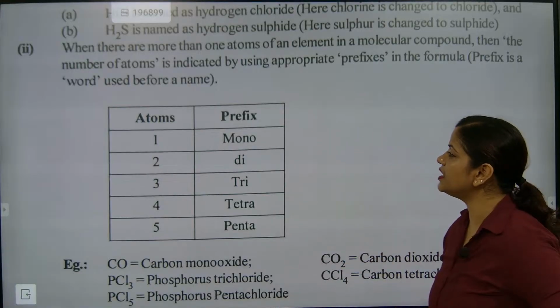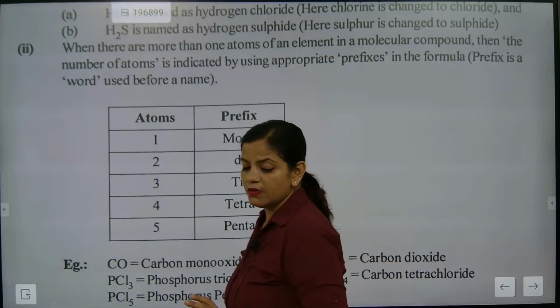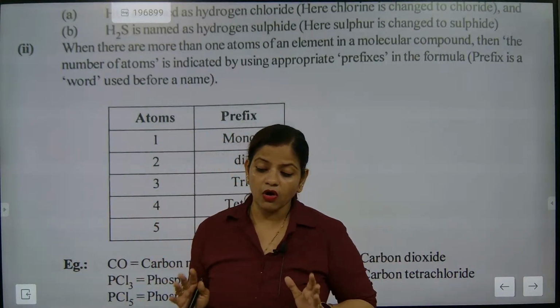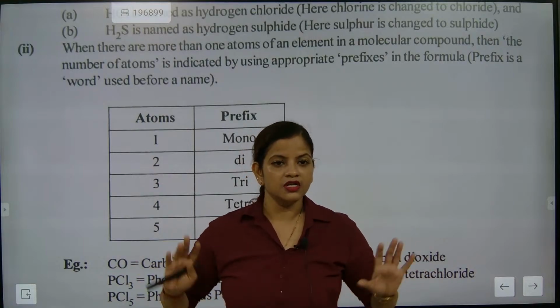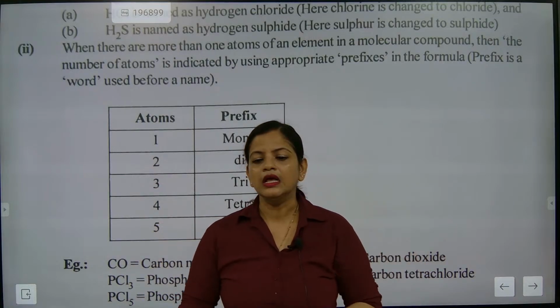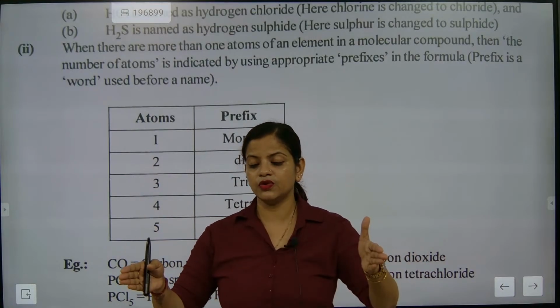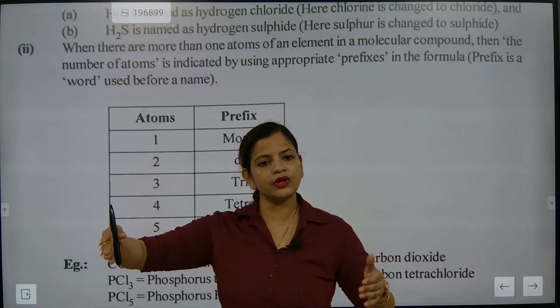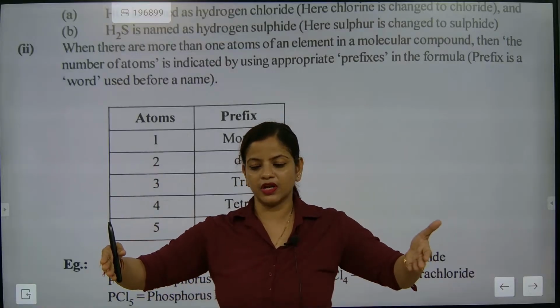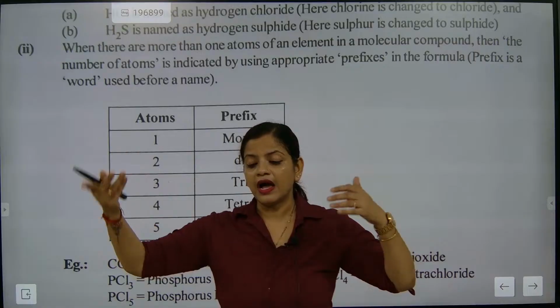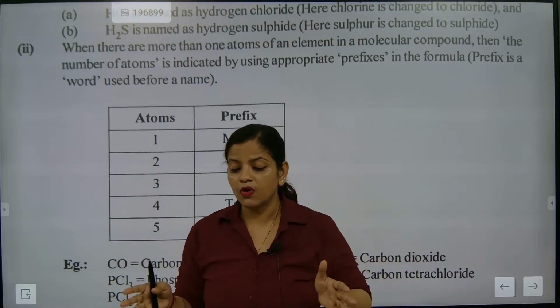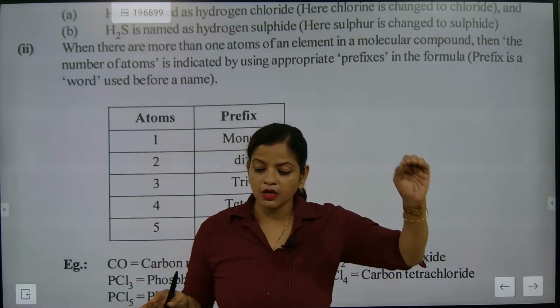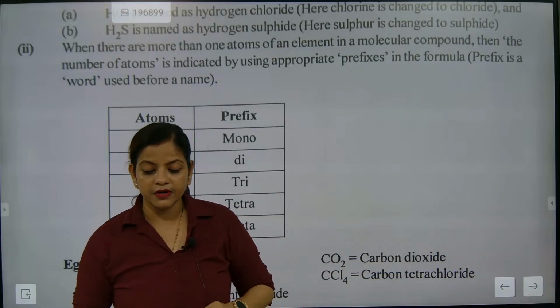Now, we can talk about their combination, but their combination is not only mono. Sometimes it is more than that, correct? So when hydrogen and chlorine are joining together, hydrogen is less electronegative, chlorine is more electronegative. So what name are we using? Hydrogen chloride. Remember, the name is hydrogen chloride. Very good.